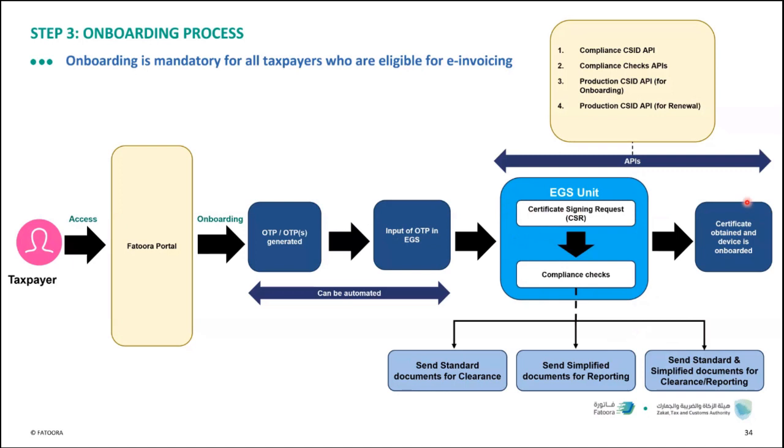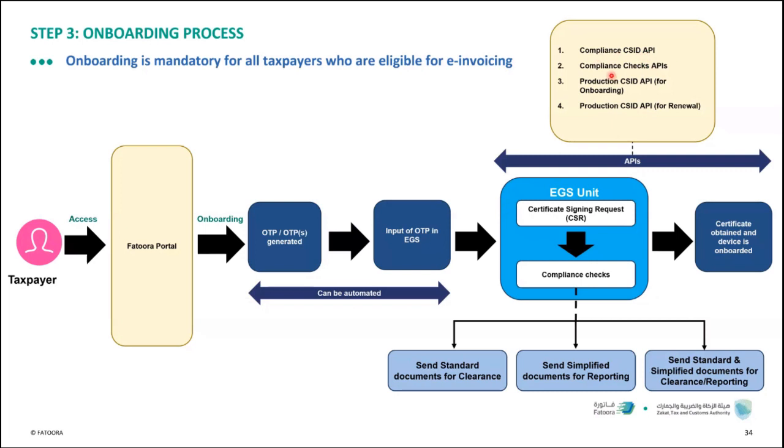Once you pass that, then you'll be able to start issuing and submitting your invoices. So these two steps, which are the OTP and the input, can be automated if your system is able to automate the OTPs and the input of the OTPs. It doesn't have to be manual. This is up to you as a taxpayer or solution provider, depending on the solution that you're using. These are the four APIs that we have mentioned previously.